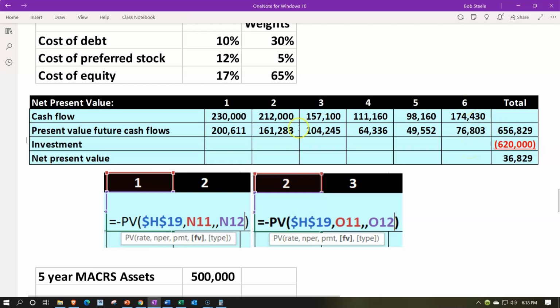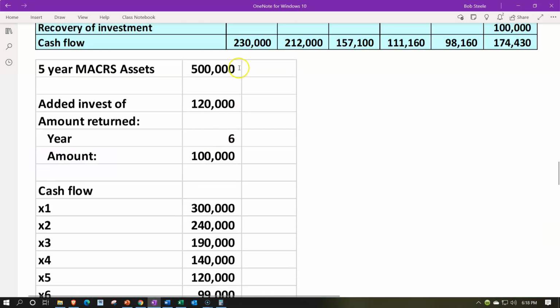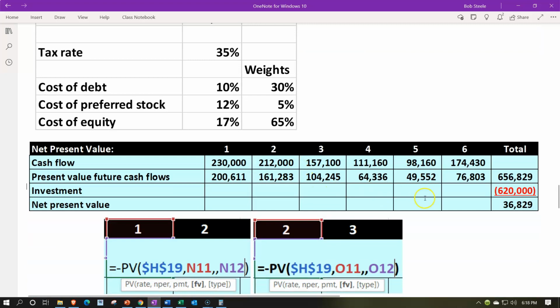Adding the present values up gives us the 656,829. Now we're going to take the amount of investment that happened at period 0, no present value needed, because this happened at period 0. So present value would result in the same value. We have to take that 500 plus this basically working capital or deposit we put down. That would be the 620. So there's the 620. So the 656,829 minus the 620 is 36,829.